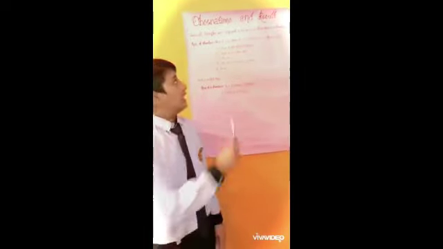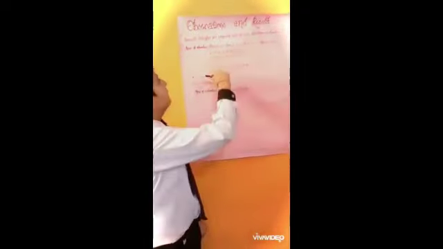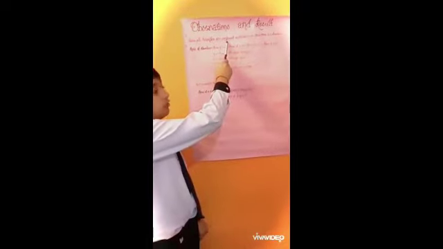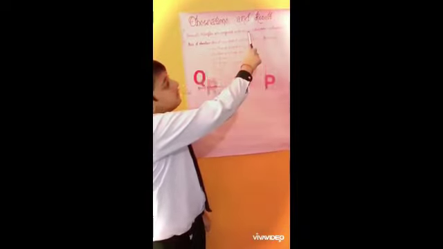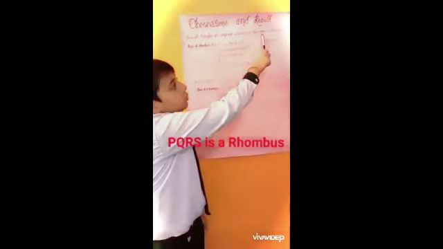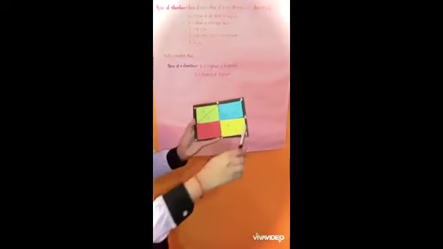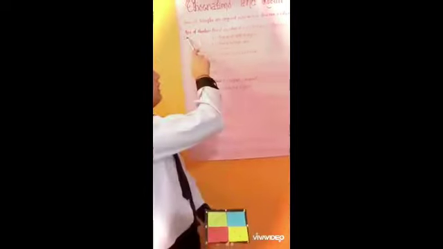Now let us see what are the observations and result we get. Since all triangles are congruent, so PQ is equal to QR is equal to RS is equal to PS. Thus PQRS is a rhombus. Here also we can see that PQRS is a rhombus. Now let us find out the area of rhombus.